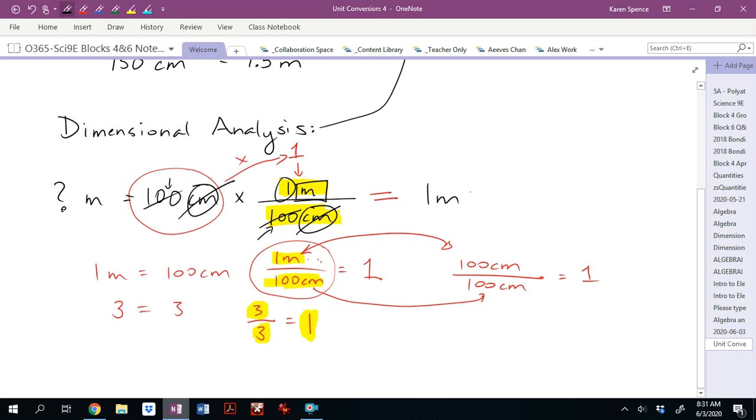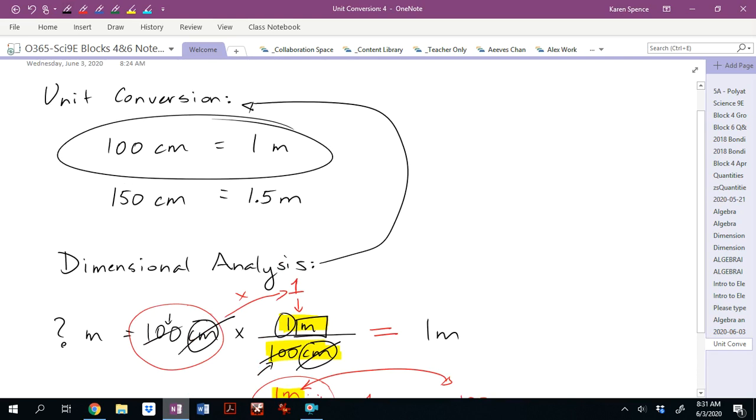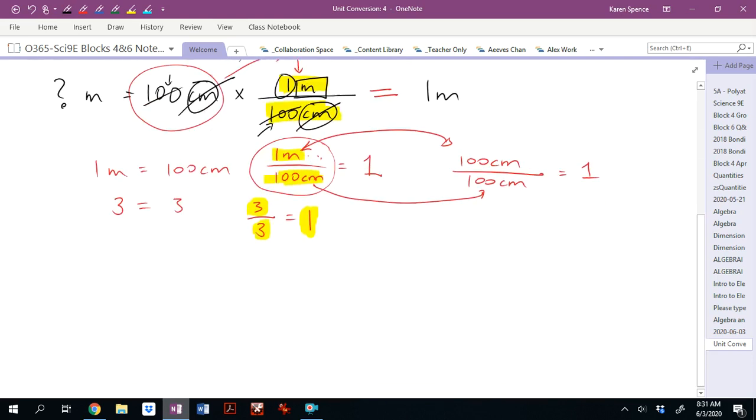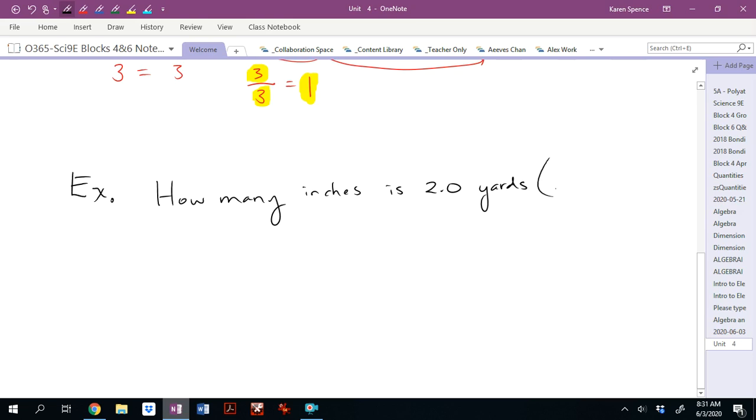Gosh, Ms. Spence, that looks really complicated. And it was much easier just to say 100 centimeters is equal to 1 meter. Well, what if I was to ask you something like this? For example, what if we had how many inches is 2.0 yards? And I bet you don't know yard conversions. I certainly didn't before I started teaching unit conversion.